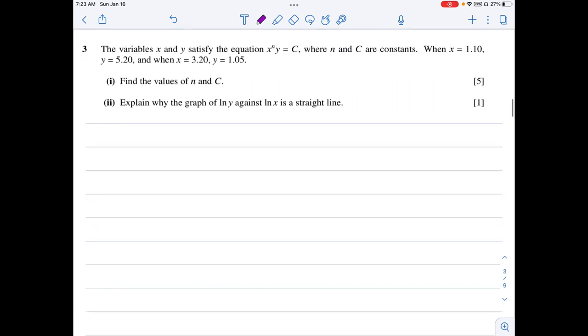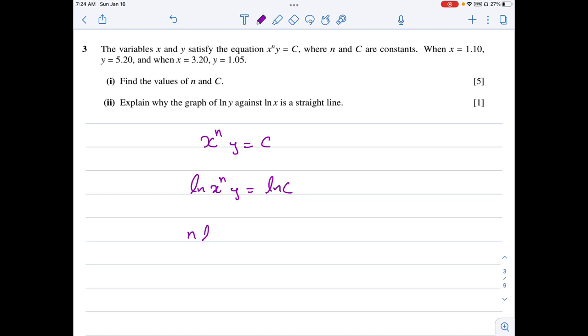The variables x and y satisfy the equation x^n y = c, where n and c are constants. x = 1.1, y = 5.2, and x = 3.2, y = 1.05. Find the values of n and c. So x^n y = c. Apply ln on both sides.